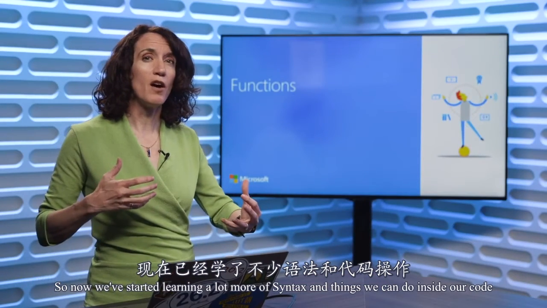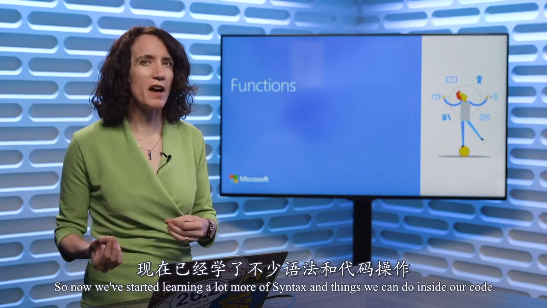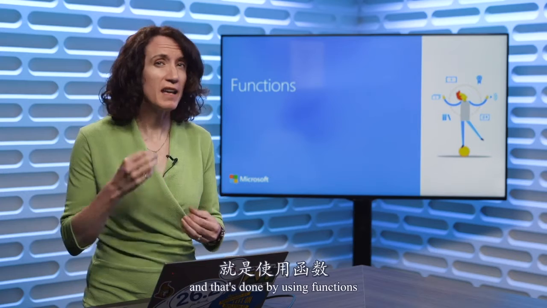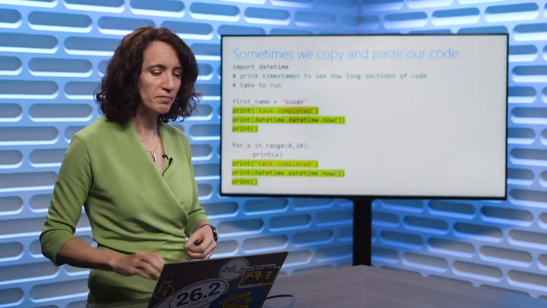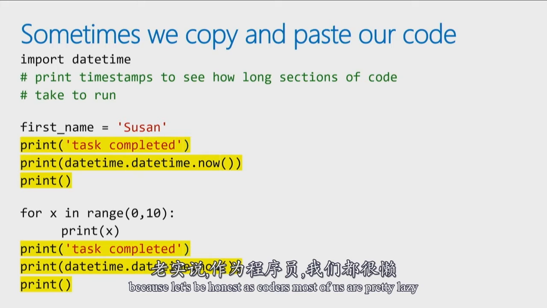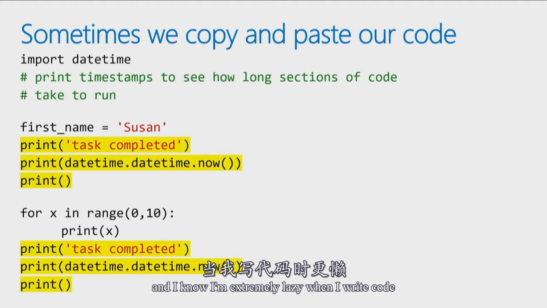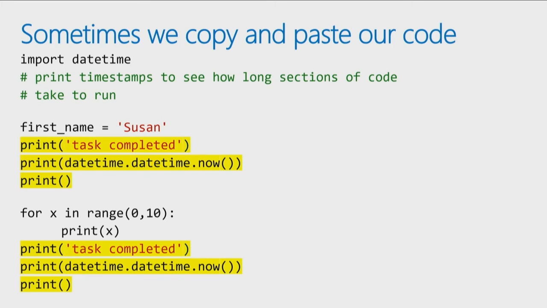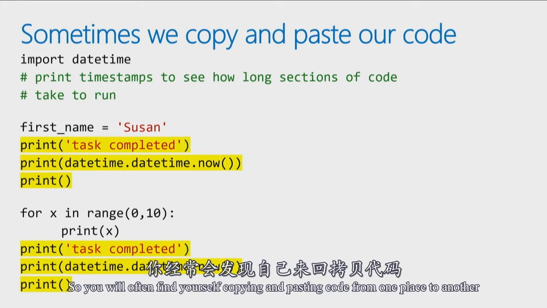So now we've started learning a lot more syntax and things we can do inside our code. Now I want to show you one of the ways you can write your code more efficiently, and that's done by using functions. Let's be honest, as coders, most of us are pretty lazy, and I know I'm extremely lazy when I write code, and copy and paste is our best friend. And so you will often find yourself copying and pasting code from one place to another.